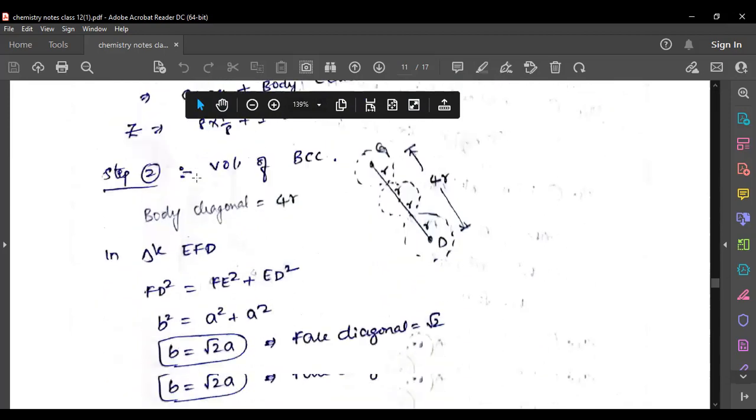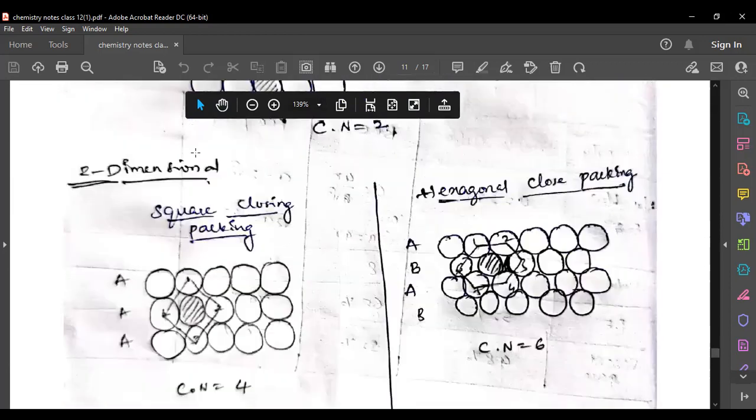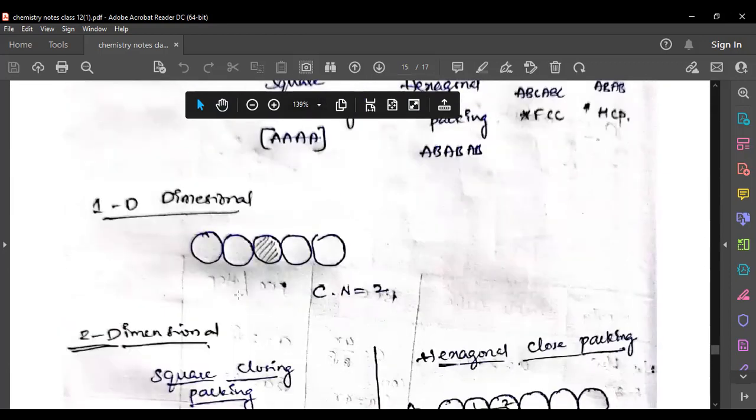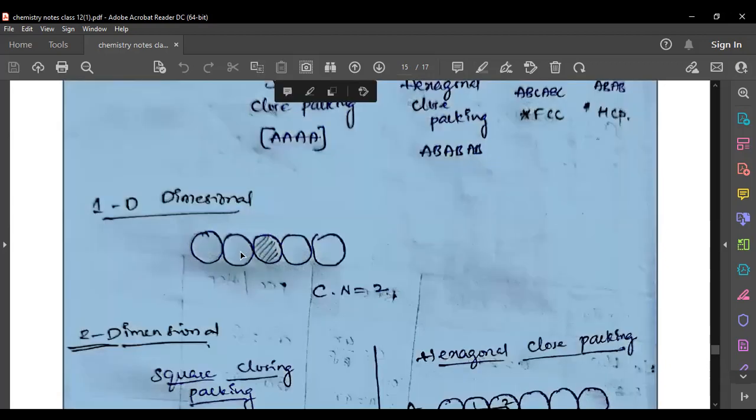Okay, so just wait a minute. Suppose you have taken the one-dimensional image like this, and you take the shaded atom. How many atoms are directly touching the shaded atom? Two, sir. Only the left side one and the right side one are touching directly. These two atoms are not directly touching the shaded atom.